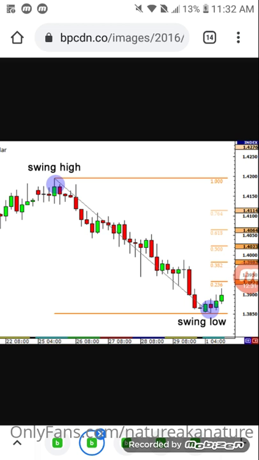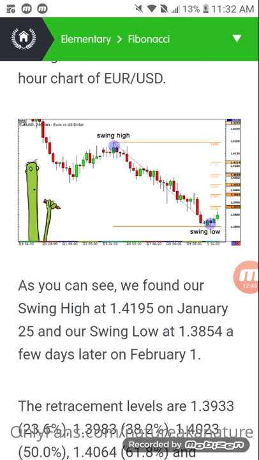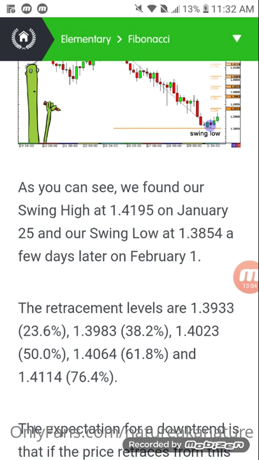This is how we find out where price will retrace back on a downtrend: by dragging the cursor from the swing high to the swing low, and seeing what price will retrace back to. As you can see, we found that the swing high is at 1.4195 on January 25th, and our swing low is at 1.3854 a few days later on February 1st. The retracement levels are 23.6, 38.2, 50, 61.8, and 76.4.